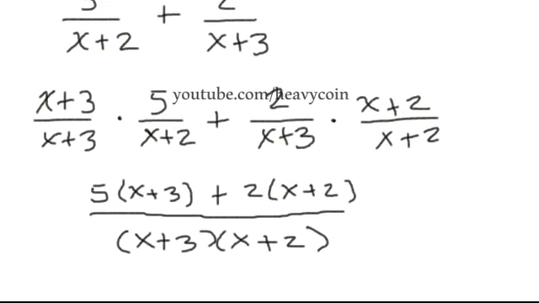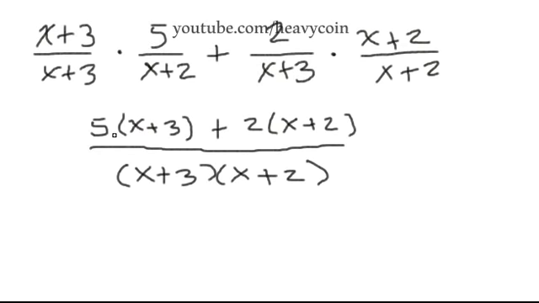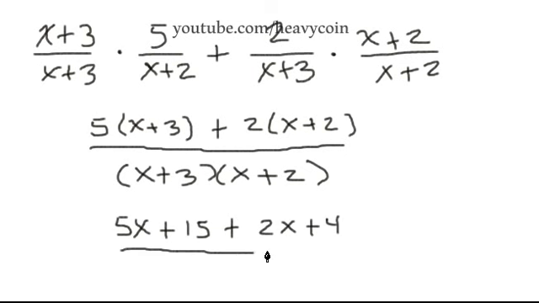Alright, so let's multiply, simplify this stuff, distribute the 5 across, so this is 5x plus 15 plus 2x plus 4, and I think I'll just leave it in the factored form.